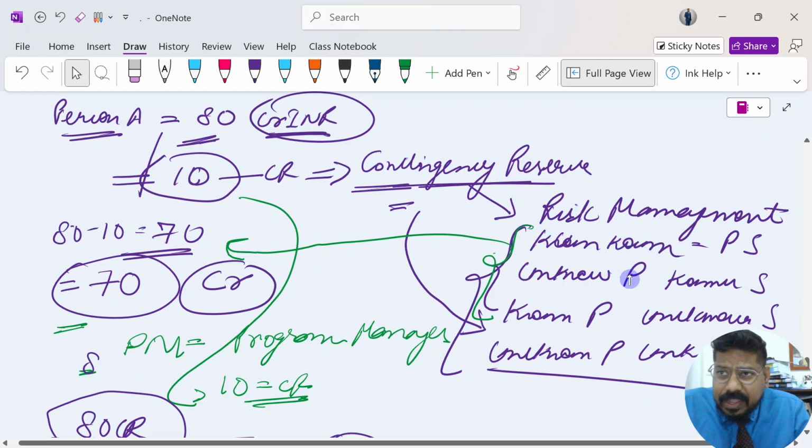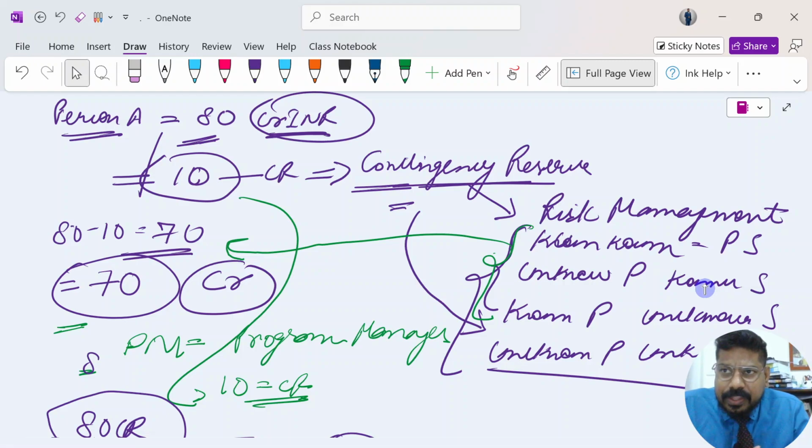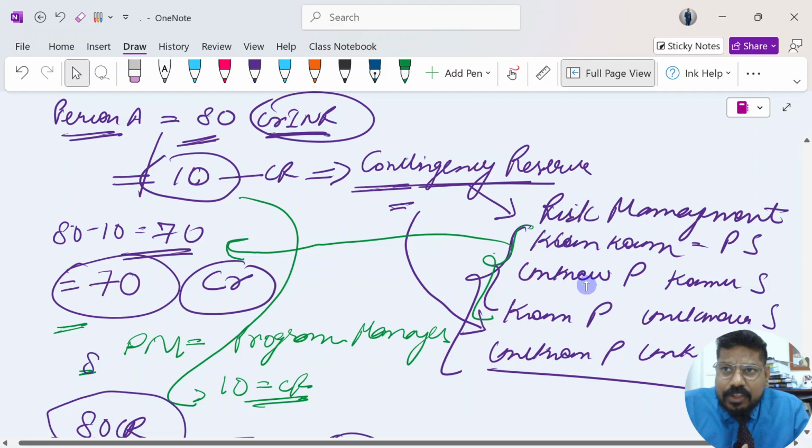Unknown problem and known solution is all which is part of the assumption list. You assume that funds will be released after each phase of the project completion.